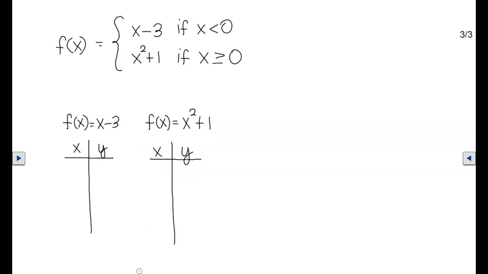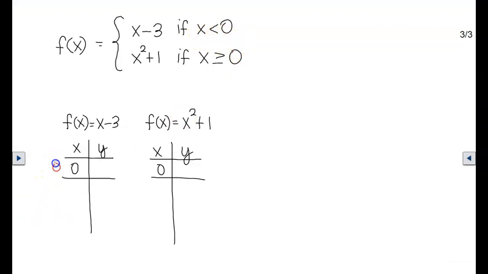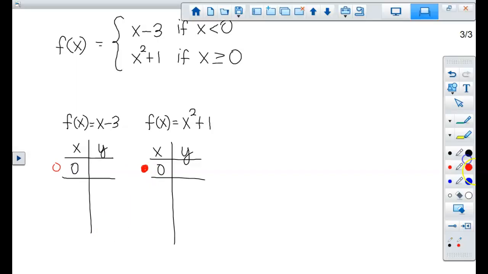Now, you'll notice the specific number that is mentioned up here in both domains is 0. So I'm going to want 0 in both of these tables. One of those zeros will get an open circle and one will get a closed. This one will get an open circle because it's just x is less than 0. And this will get a closed because it's greater than or equal to 0. So I'm going to mark that just so I don't forget that little detail because that's pretty important.